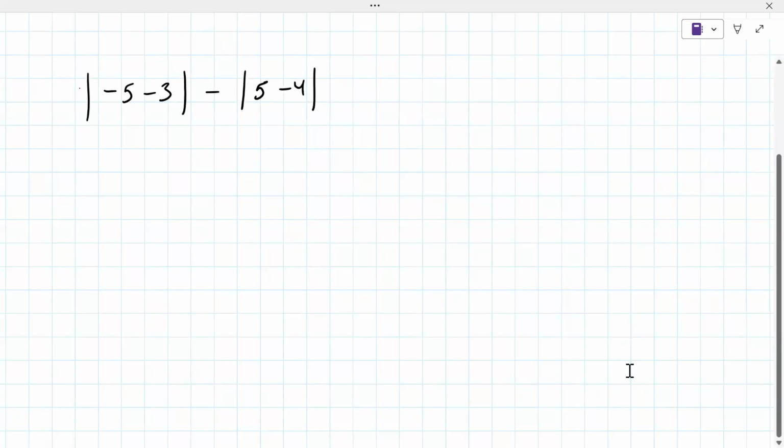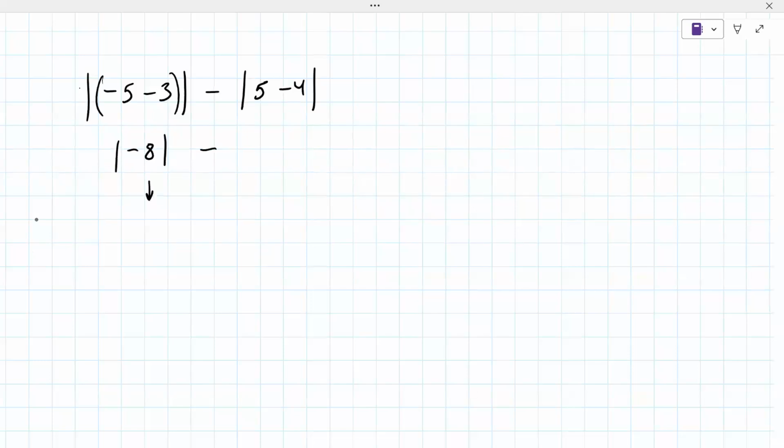Would that be -1? Is that your final answer for both or just one? For both. Okay, I kind of forgot what absolute value meant. That's fine. How about -5 -3, what does that become? That would be -8. Absolute value always returns a positive. So if it's negative, it becomes positive. So what does the absolute value of -8 become? That would be positive 8. And then 5 minus 4 is 1.